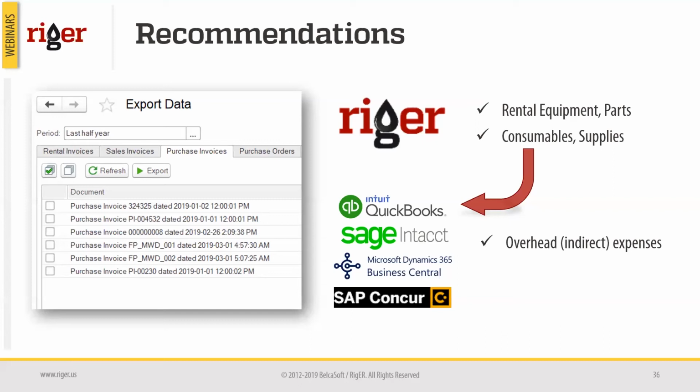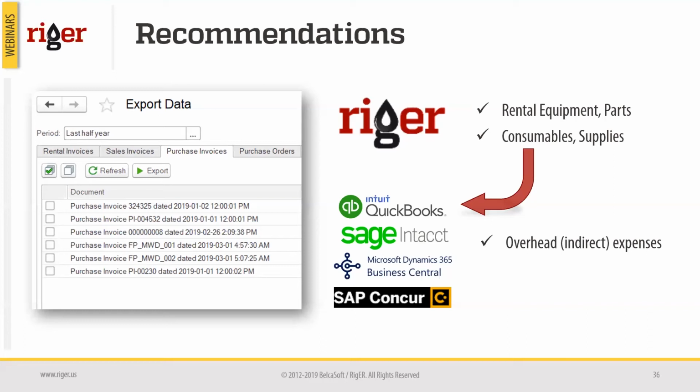And then when you generate an invoice in RigER, or a purchase order or any other financial document, that document can be easily transferred through the seamless integration, through an export button, into the financial system, whether it's QuickBooks or Sage, or a more advanced system such as Microsoft Dynamics Business Central or SAP Concur that we've developed integrations with. So basically, that's where you would keep your indirect expenses in the accounting system, but all the direct expenses and the fixed assets or the inventory items will be kept in RigER.